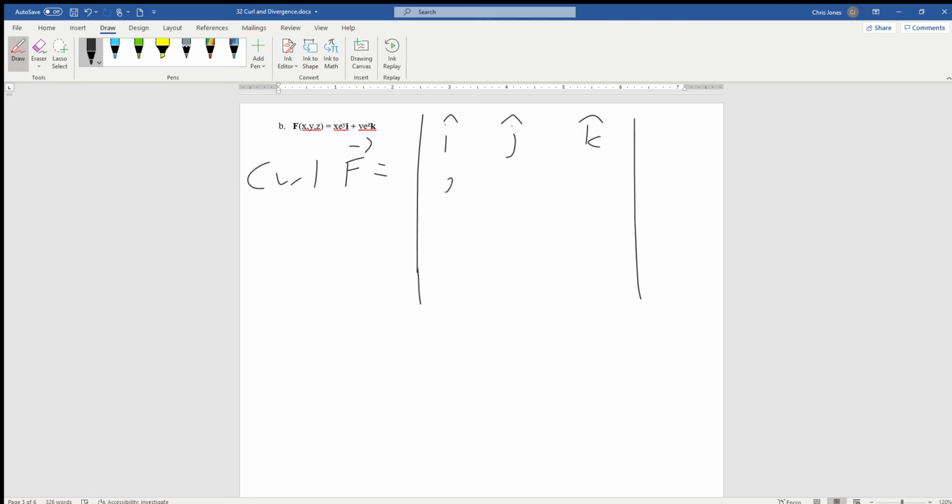Second row, d dx, d dy, d dz. And then the last row is always going to be the vector function. Now in this one we're going to be careful because there's no j component. So that's x e to the y, 0, and then y e to the z. And then we're just going to go through and compute.